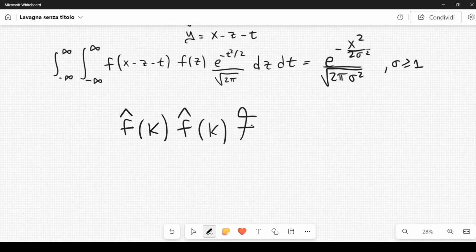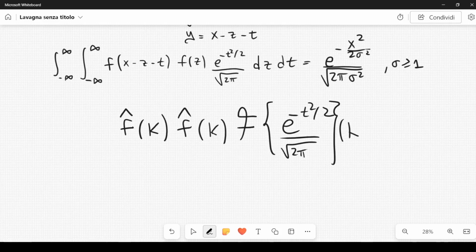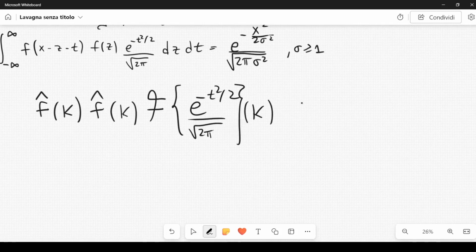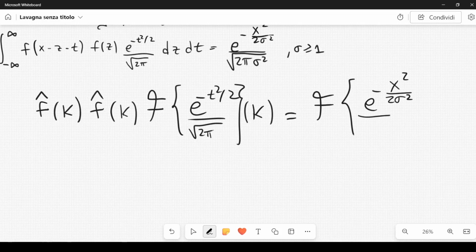Now I'm going to write it in the following fashion. We have the Fourier transform of this function, e to the minus t squared over 2 divided by the square root of 2 pi, and then of course this one must be evaluated at k. And then this must be equal to the Fourier transform of the Gaussian density that we have on the right, e to the minus x squared over 2 sigma squared divided by the square root of 2 pi sigma squared.